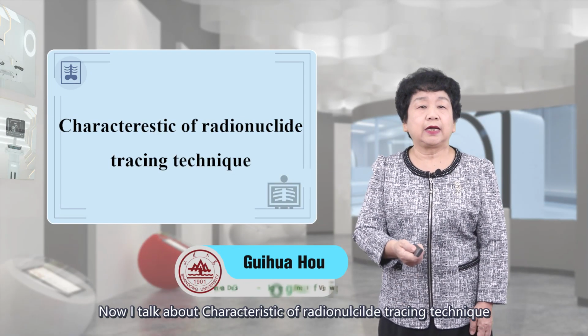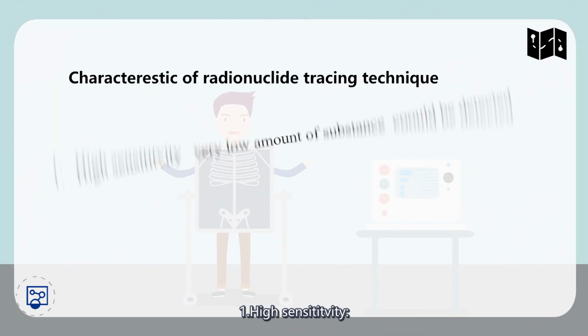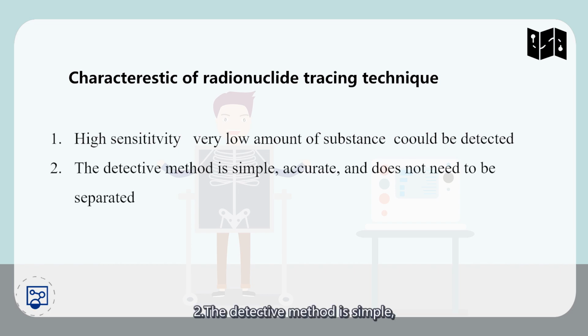Now I talk about the characteristics of radionuclide tracing technique. First is high sensitivity. They can detect a very low amount of substance, lower than nanogram. The second, the detective method is simple, accurate, and does not need to be separated. You detect it with radioactivity detective instrument. You don't need to isolate A from B. You can detect radioactivity for a compound, complex compounds.